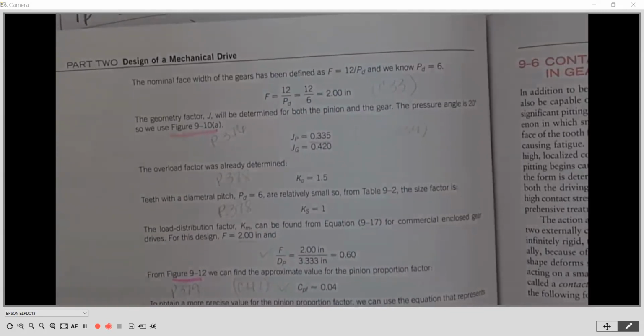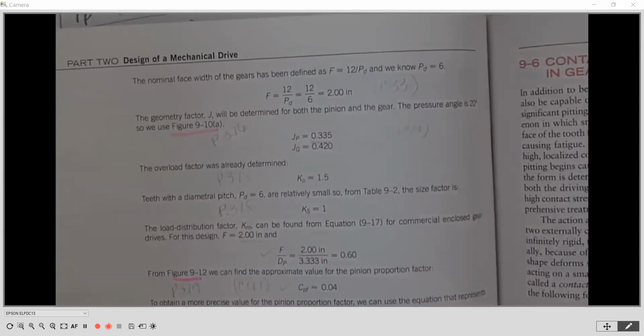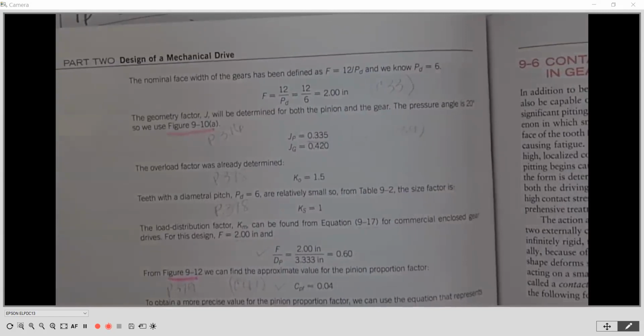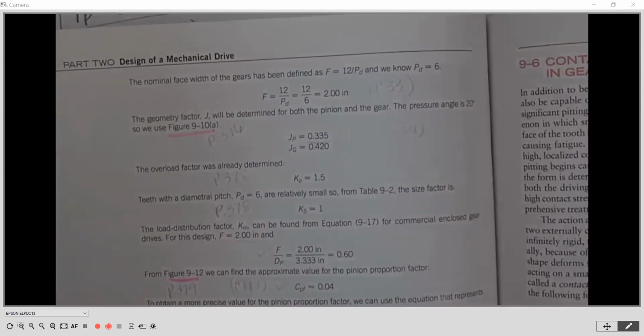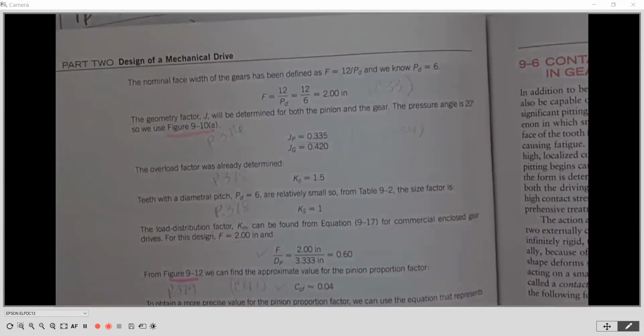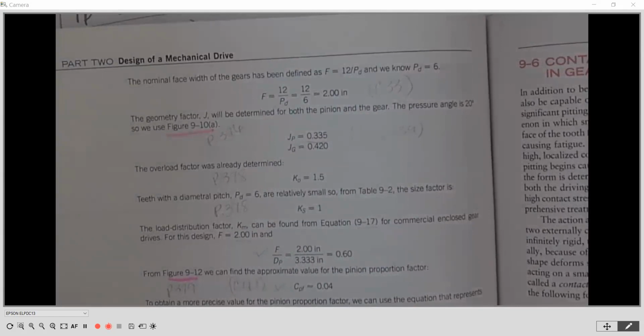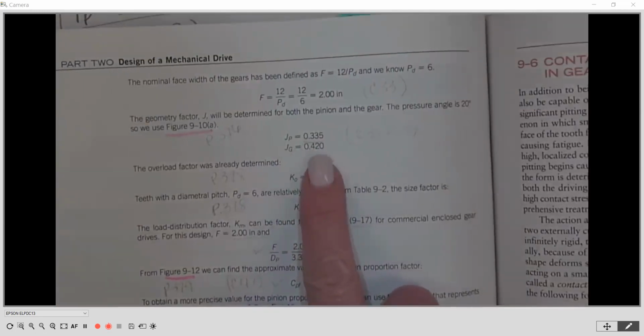All right. Now we're going to be skipping over some things here, because the things that we're skipping over pertain directly to pitting stress instead. So these are all kind of together in here. For this example, we're only worrying about the bending stress. So let me go back underneath here. We've got our two J factors.